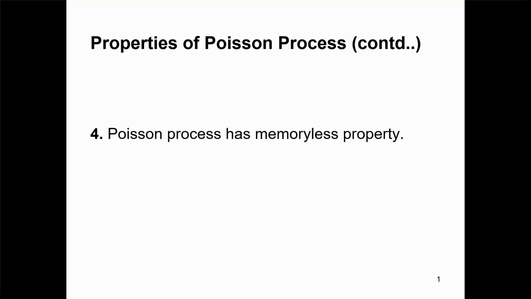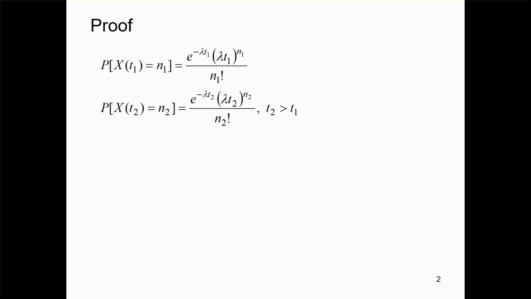So the next property is that Poisson process has the memoryless property, right? We also call it the Markov property. So we are going to prove now that Poisson process has the memoryless property. So we look at the proof. First I will give you the outline, then I will start from here.